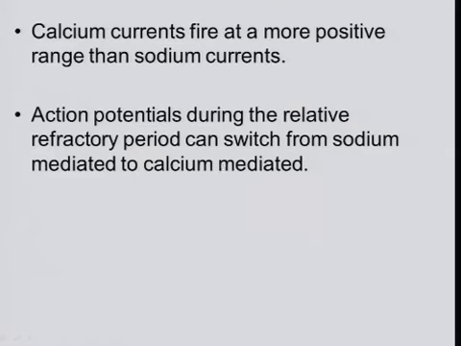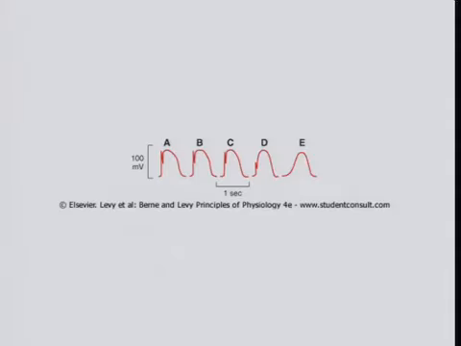So the calcium currents fire at a more positive range than sodium currents, and the action potentials during the relative refractory period switch from being a slow type, mediated by calcium as you're coming down that curve, to a fast type of the sodium. Same thing goes with drug action then.